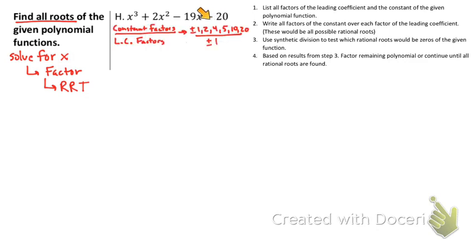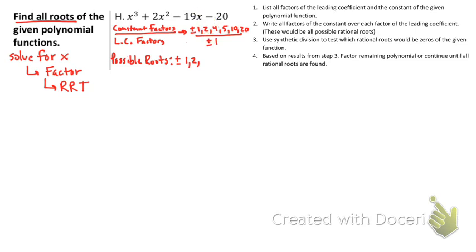Okay, so now that we have all the factors from our constant, which I have above, and our leading coefficient, which I have below, I'm now going to create the list of all possible solutions by taking the top, dividing by the bottom, just like we did in the last example. So we're going to have plus or minus 1 divided by 1. 1 is a possible root. 2 divided by 1. 2 is a possible root.